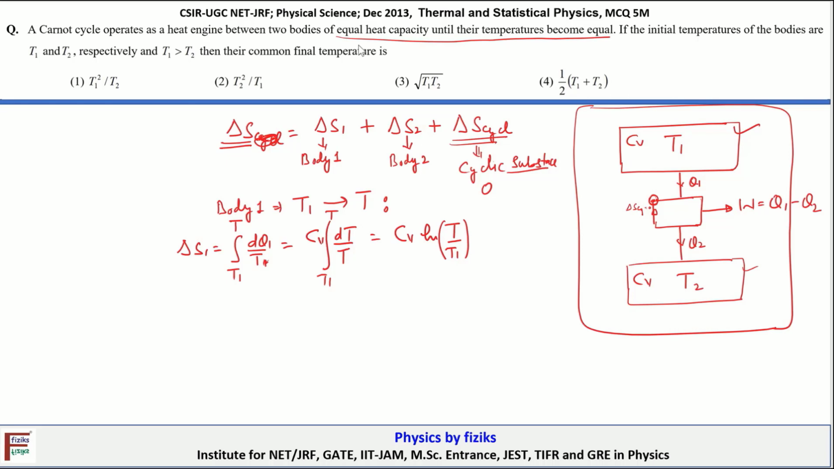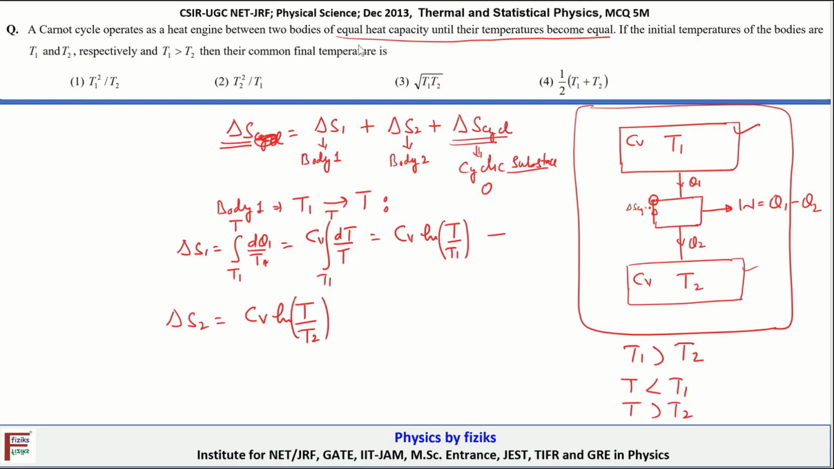Okay, so for body 1, because T1 is larger than T2, the common temperature T is going to be smaller than T1 and greater than T2. Therefore delta S1 is going to be a negative quantity. Similarly, the entropy change for body 2, delta S2, will be equal to Cv ln of the final temperature T divided by the initial temperature T2.